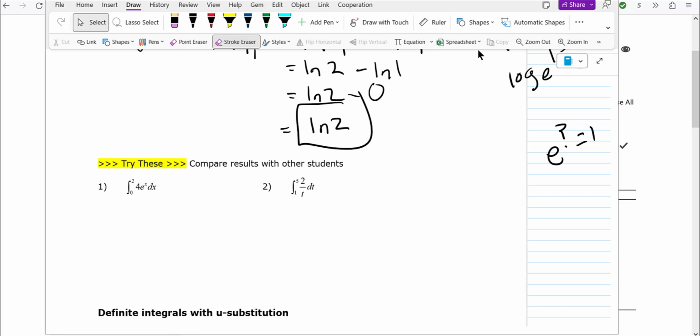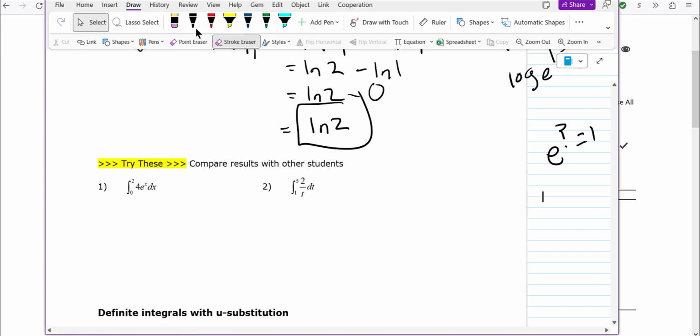So does anybody have an answer to number 1? 4e to the second, what'd you say? There you go, 4e to the second minus 4 is what you should have got, okay? How about the second one? 2 ln 5, right, okay, good. Okay, those are the answers, okay?